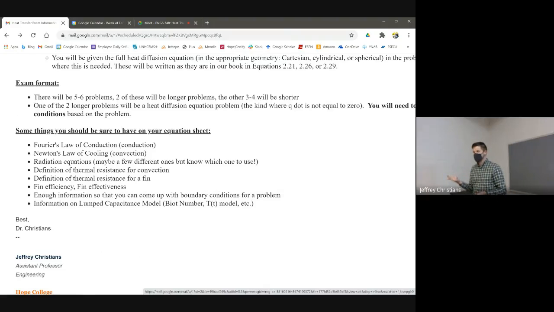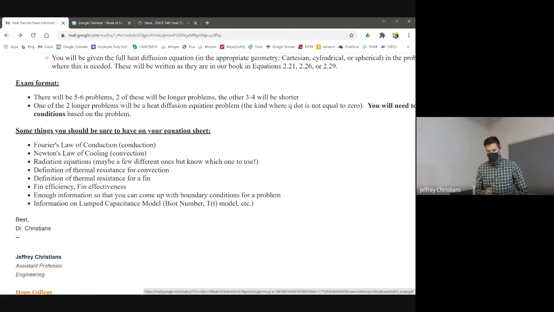The second to last bullet point is kind of a tricky one, right? Enough information that you can come up with boundary conditions. So it might be one of the 4 common boundary conditions that we laid out. You'll probably have to come up with one or more of those at some point, but you may also have to come up with a custom boundary condition that doesn't fit in one of those boxes, kind of more like what we had to do for the quiz. So it could be either or both of those.